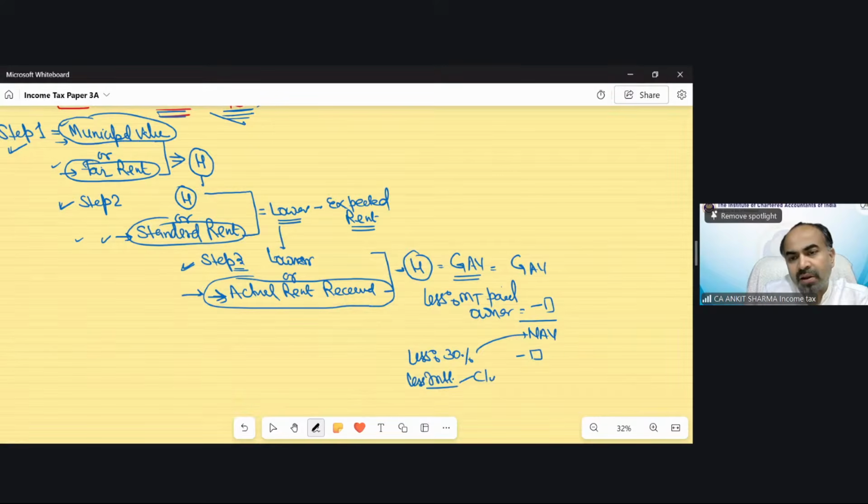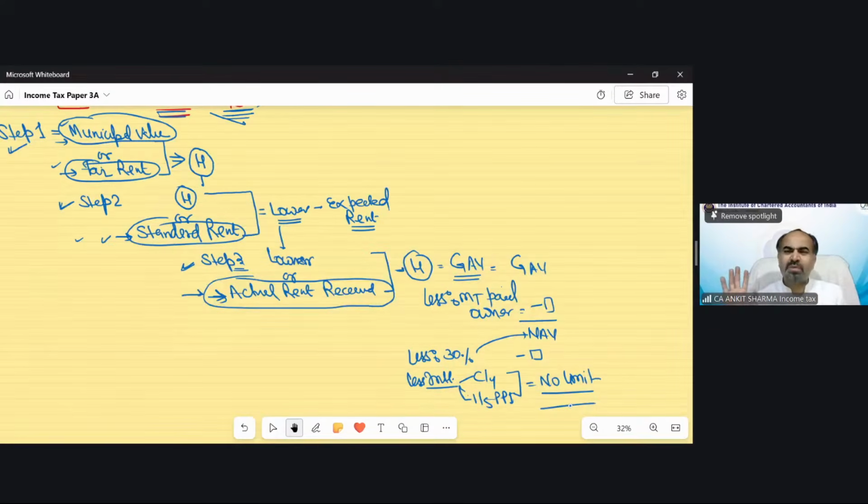That would be current year and 1/5 of PPI. The good news, now there is no limit for interest deduction. No 2 lakh, no 3 lakh. As much as interest is eligible, whatever is your current year interest and whatever is your 1/5 of pre-construction period interest, whether it's 5 lakh, 10 lakh, 20 lakh, whatever it is, you can claim under default tax regime as well as under optional tax regime. There is no restriction regarding this. Understood? This is the way we solve case number D.